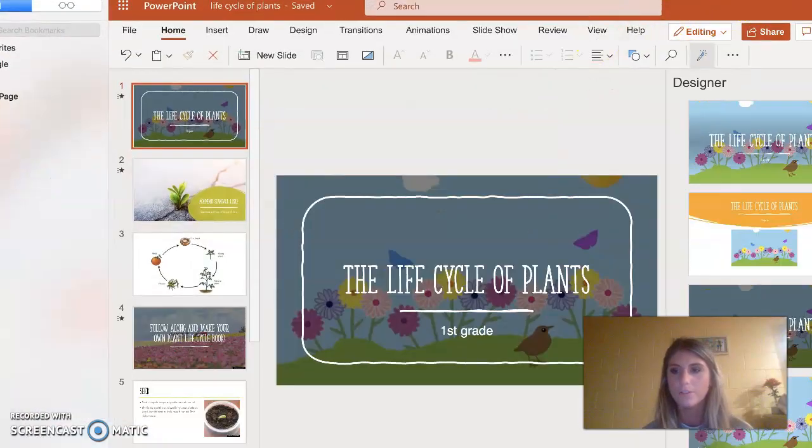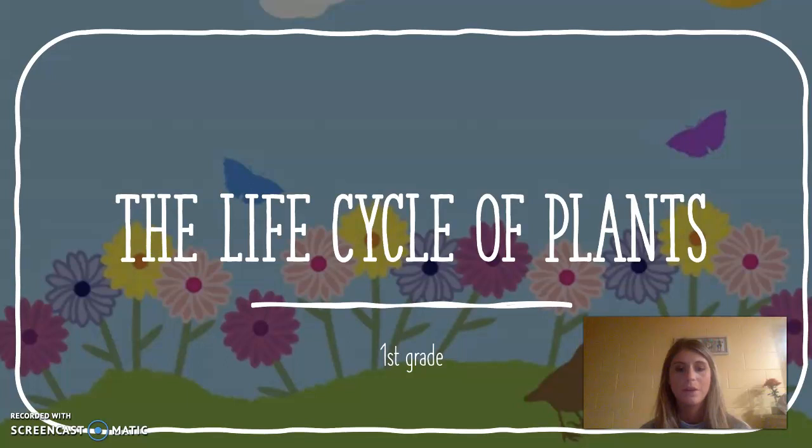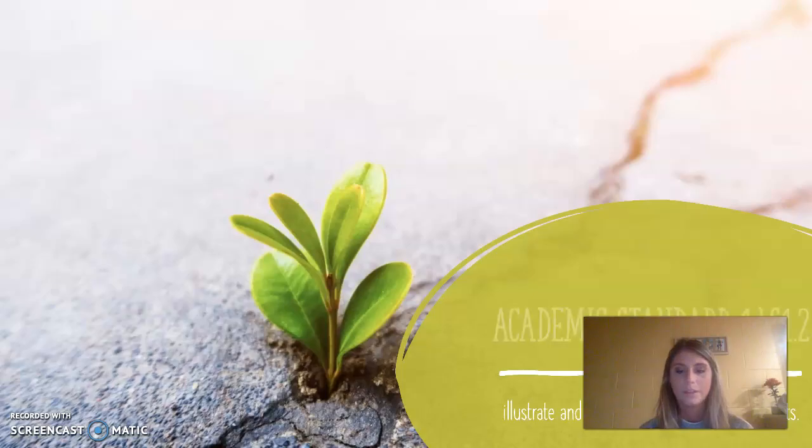Hey y'all, for my teaching tool, I decided to do a PowerPoint and then have a little activity that goes along with it. So my PowerPoint is about the life cycle of plants and it's for first grade. The standard I chose to do was illustrate and summarize the life cycle of plants. It's 1.LS 1.2.